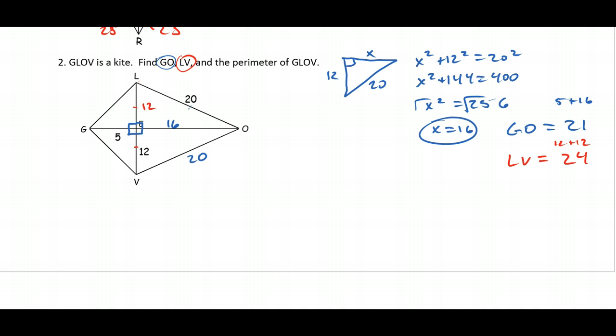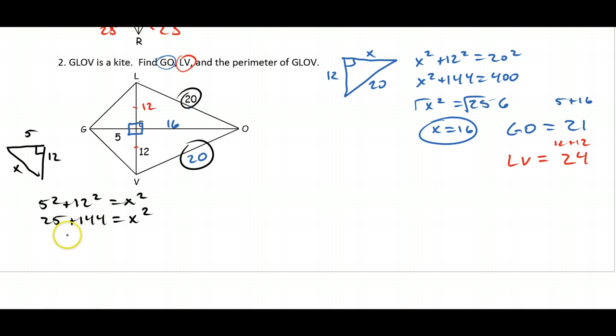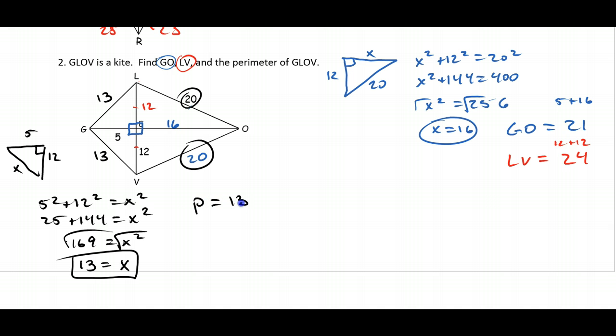Well, we know these two pieces. We know 20 and 20, but we don't know this one. But what do we got? We got another right triangle. So we got this piece here, with this being 5 and 12, and we need to find the hypotenuse. So 5 squared plus 12 squared equals X squared. So 25 plus 144, so I get 169 equals X squared. When we square root, we get X to be 13. So we know this is 13, and we know consecutive sides are congruent. So that's 13. So the perimeter itself is 13 plus 13 plus 20 plus 20, which gives me a perimeter of 66 units.